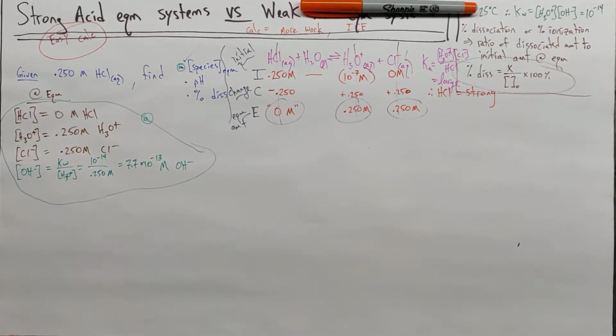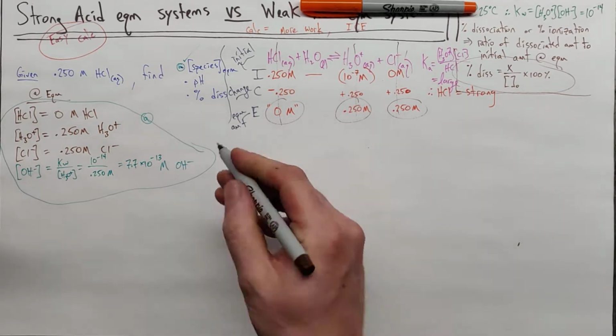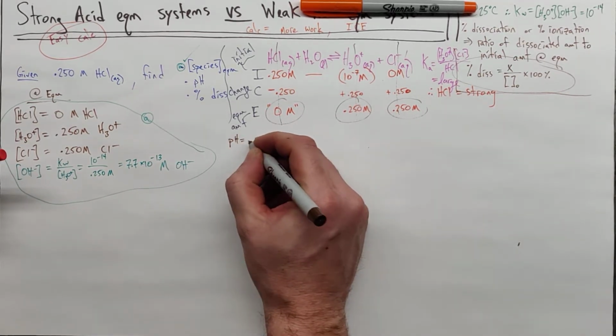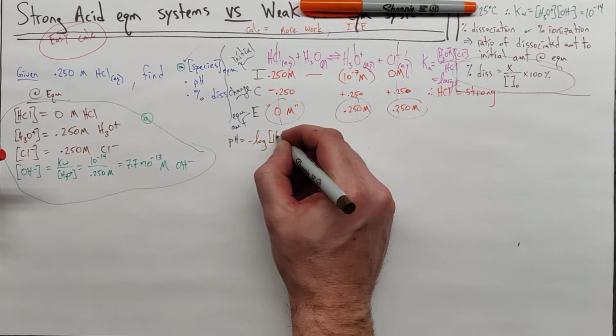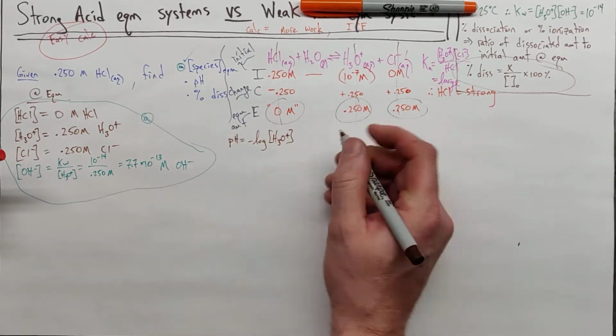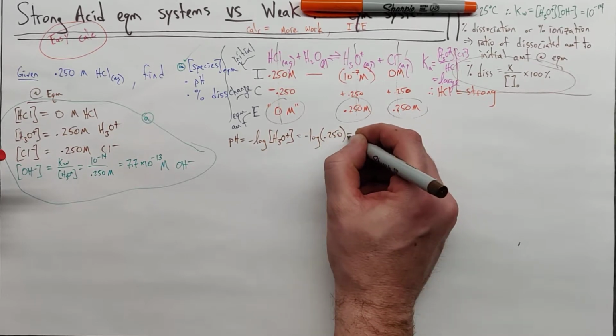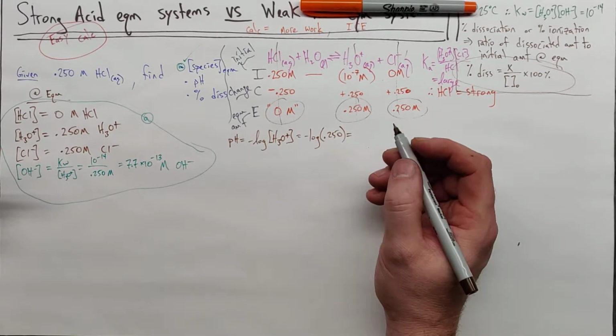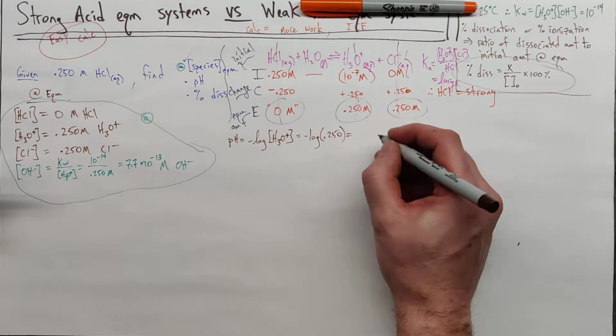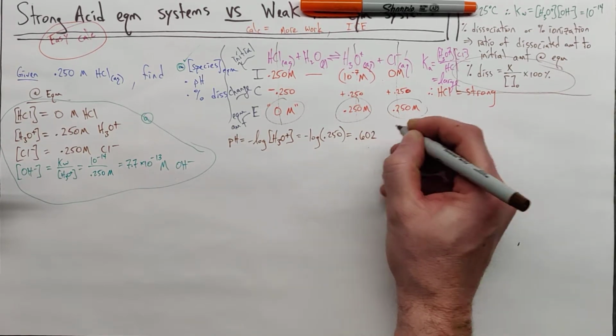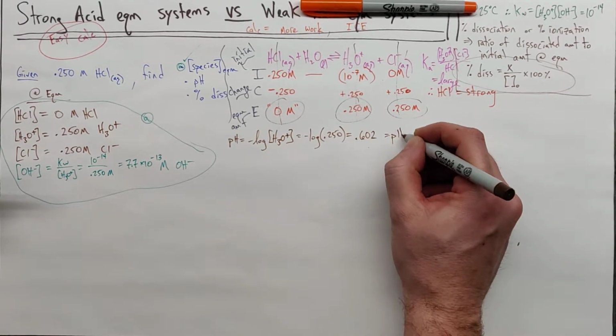Part B is asking us for a pH, and we could just as easily get a pOH. To get the pH, it's the negative log of our concentration of H3O plus. So pH is the negative log, concentration H3O plus. And in this case, that's the negative log of 0.250, which is going to give us a 0.602 for our pH.